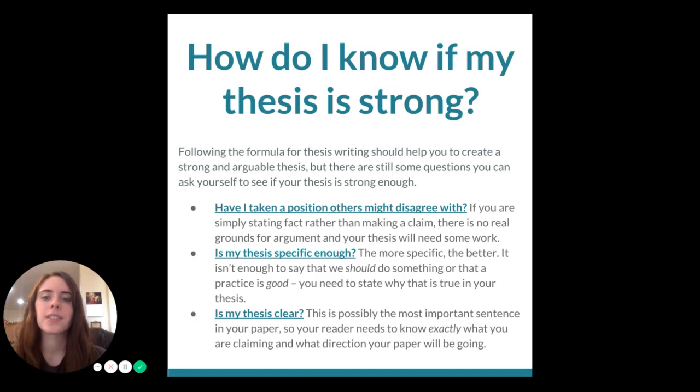How to know if your thesis is strong? Well, following the formula we just went over is a great start. This should give you the perfect structure for your thesis statement, but there are a couple of questions you can ask yourself as well to make sure that your thesis is as strong as possible.